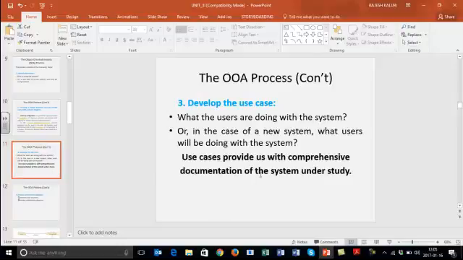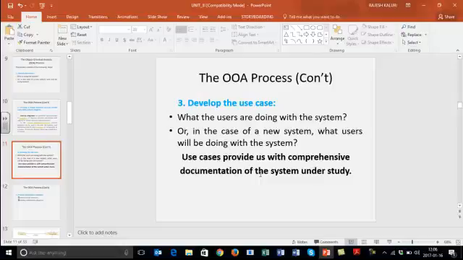Use cases provide us the comprehensive documentation of the system under study, because these use cases are very, very important in designing a system. So actors are there, and whatever actions are taken by the users are nothing but the use cases.